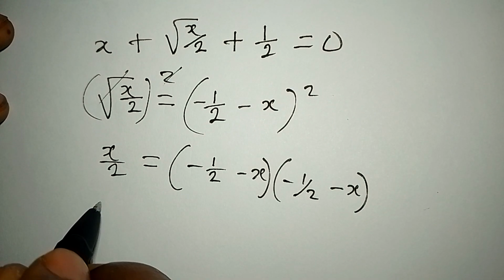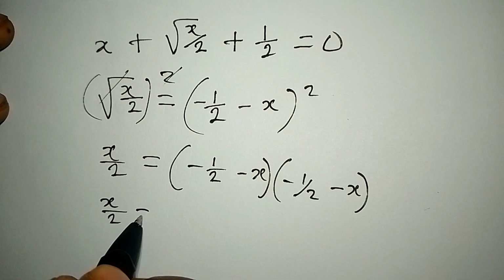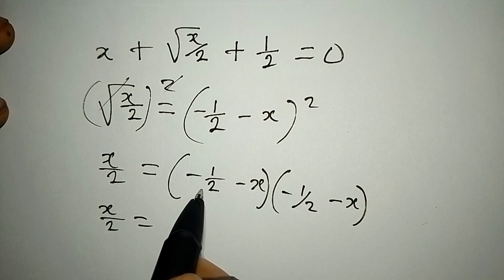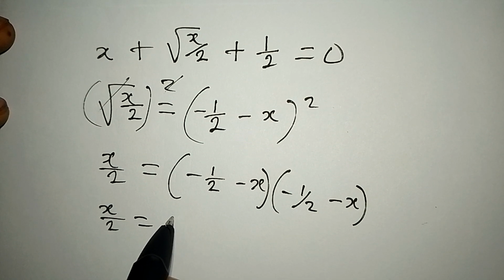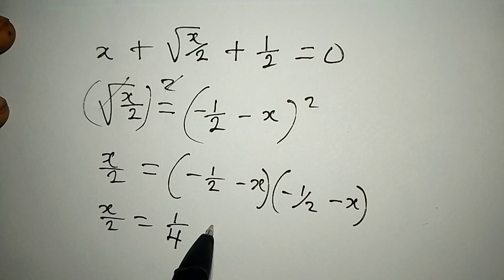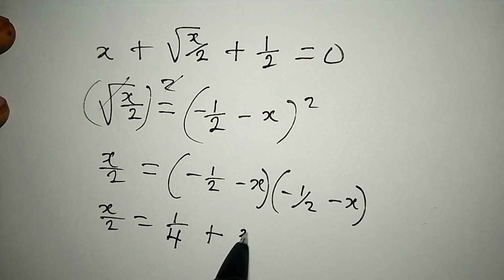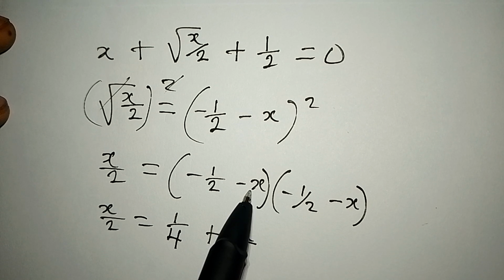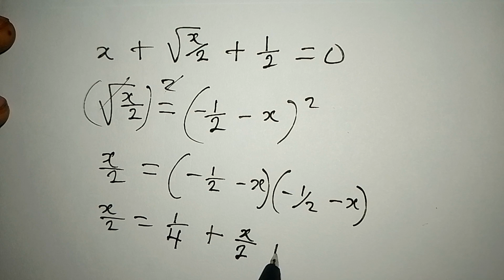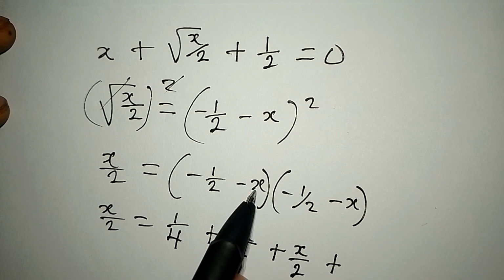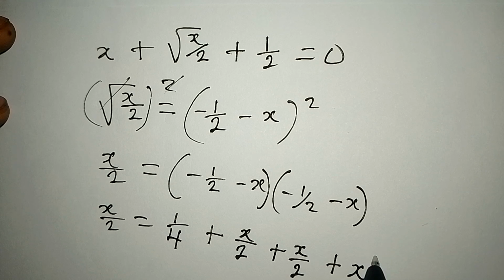Let's multiply this. X over 2 is alone and is equal to this multiplied by this, which gives us 1 over 4. Then this multiplied by this gives us plus x over 2, right? Then this multiplied by this gives us plus x over 2. Then plus this multiplied by this gives us plus x squared.